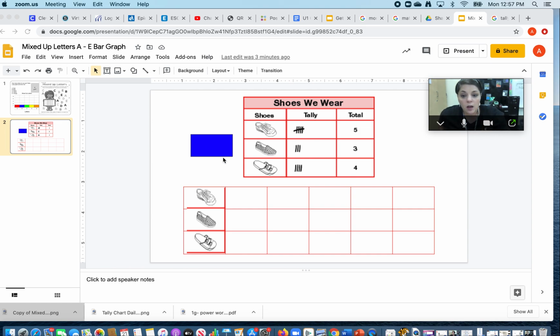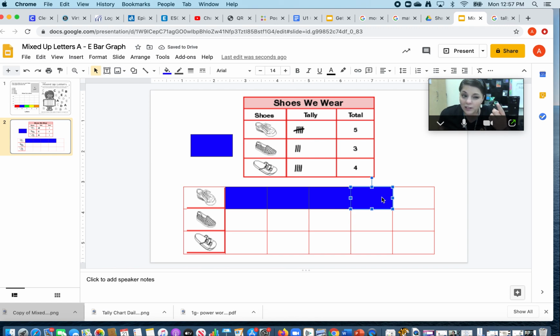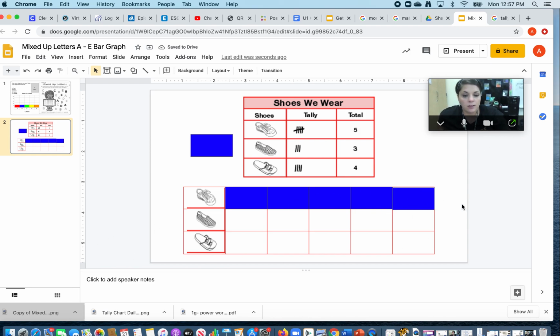Okay? So I'm going to start with the tennis shoes. How many tennis shoes did it have? 1. Just the same way we've been doing. 2. Whoop. 3. 4. That's right? It was 4. Should I always double check and make sure? Absolutely. I have 4 and it actually was 5. So I need to add another one, don't I? Okay, so there we go. So now I have that bar graph done.